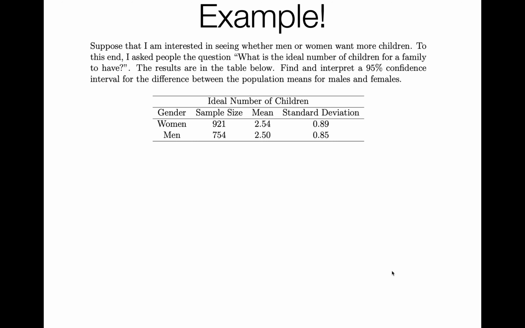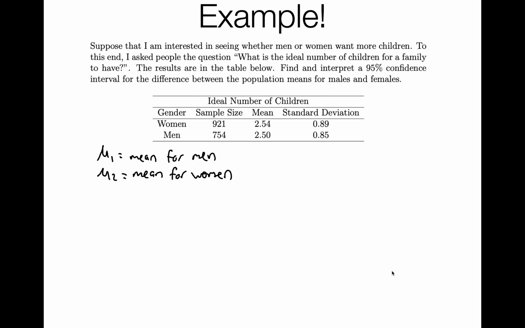So first we need to write down some facts. I'm going to call group 1, mu1, the mean for men. Sorry about my bad writing. And mu2 the mean for women. Okay, let's make that look better. So mu1 is the mean for men, mu2 is the mean for women.